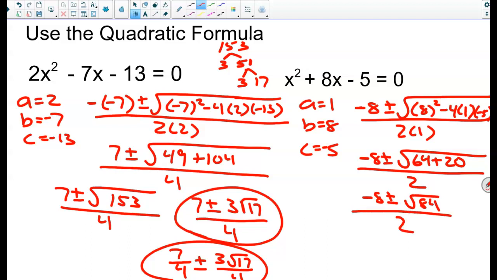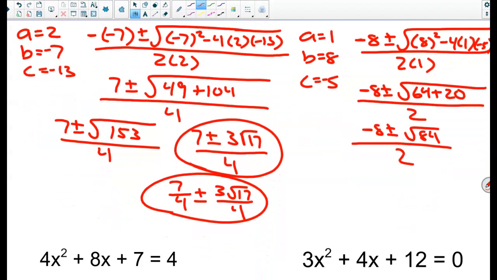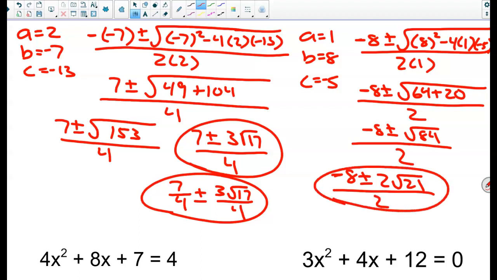Now, you can't not simplify the radical. 2 and 42, 2 and 21, 3 and 7. So a pair of 2's come out. So this becomes negative 8 plus or minus 2 root 21 over 2. I will accept this answer. But I do want you to be aware that it could be written as negative 4 plus or minus root 21 as well. Negative 8 over 2 is negative 4. The 2 over 2's cancel, and we're left with root 21.